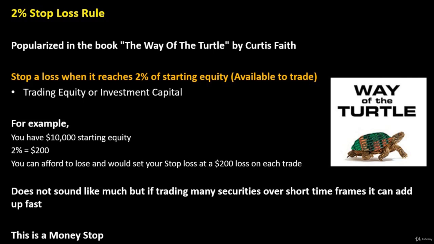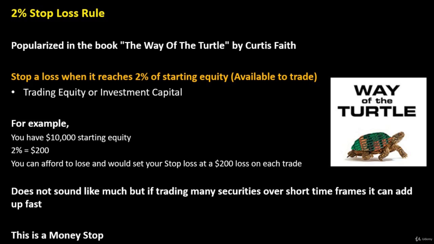Think of your equity as your money. What do you have totally available to trade, right? It could also be termed your trading equity or your investment capital. Basically, it's the total amount of money you've set aside for trading across a whole bunch of different trades. So for example, let's say you have 10,000 units. It could be dollars, rupees, whatever your currency is. You have 10,000 starting equity. So 2% of that would be 200.